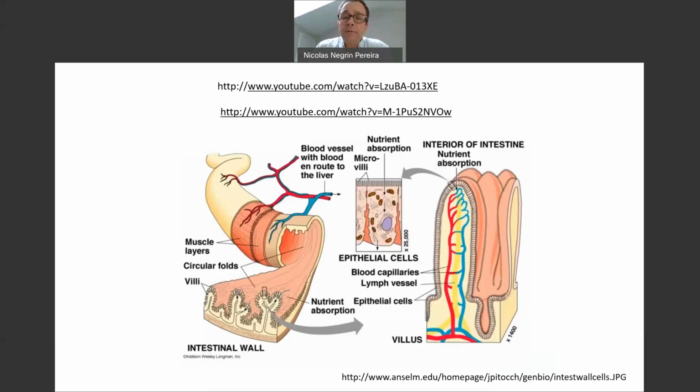And the presence of the microvilli takes this increase in absorptive area or surface even higher, to an estimated 25,000 times. So there's a 25,000 times increase in the absorptive area due to the presence of microvilli in the intestinal epithelial cells.